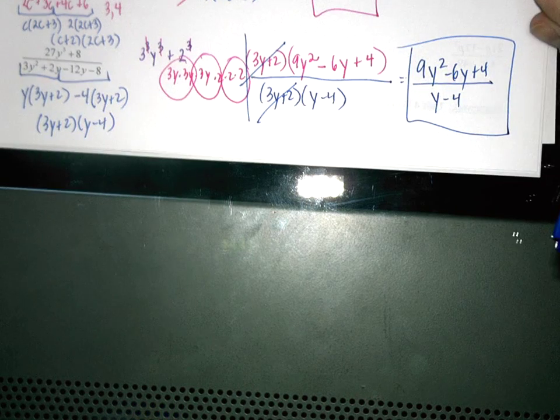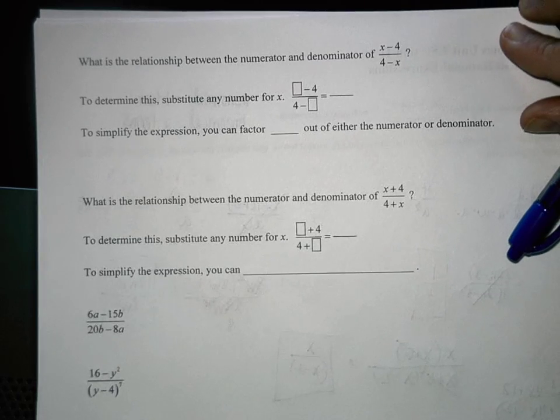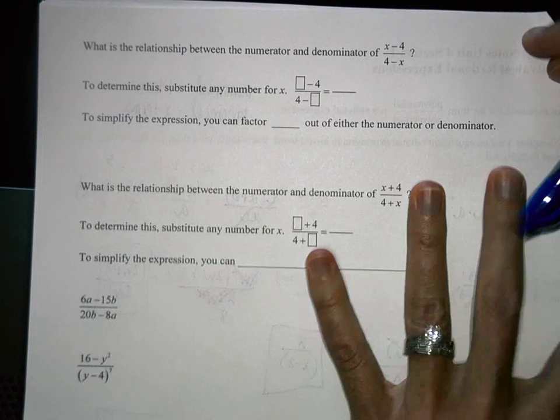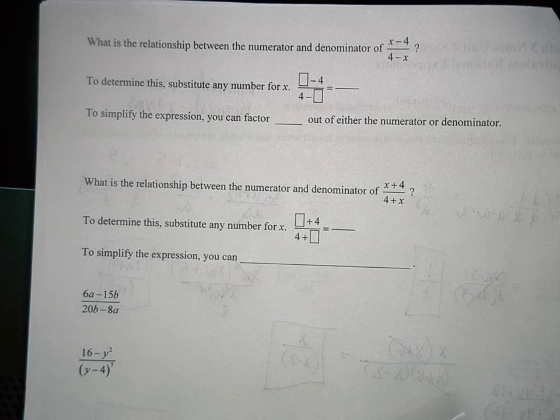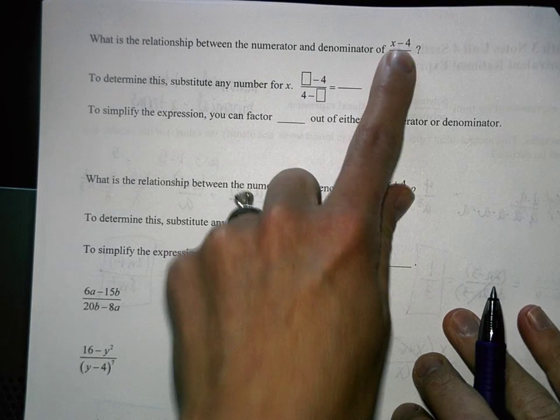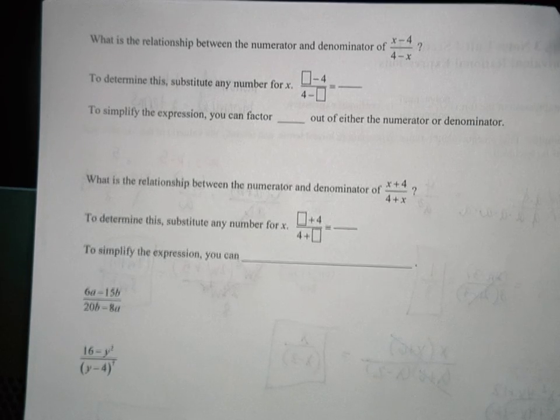Okay, so we're going to go ahead and move on now to the next page. And we've actually talked about this a little bit already, but I just want to visually show you what's happening. But sometimes the relationship between the numerator and the denominator looks really similar. Okay, and so what do you notice about the relationship?